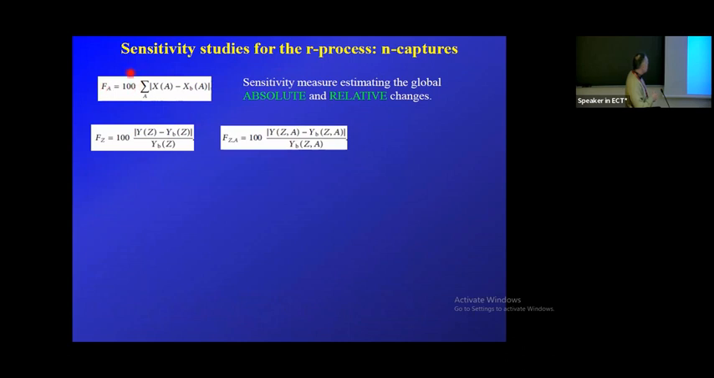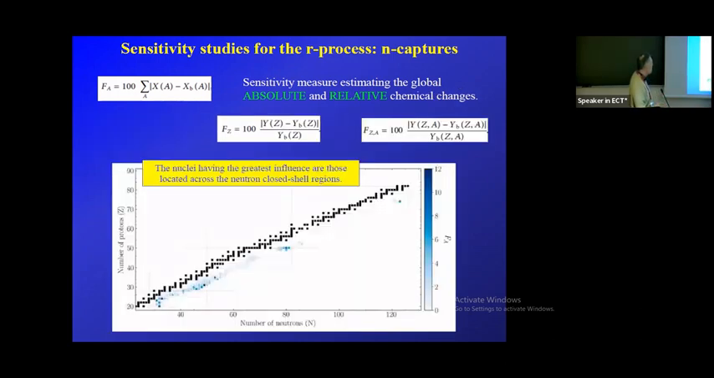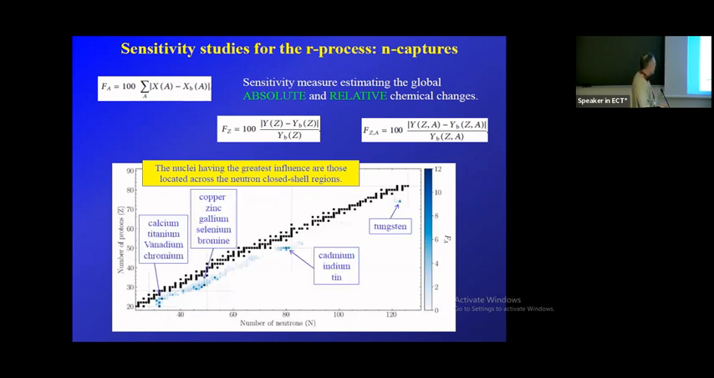We evaluated both the absolute and the relative changes in the distributions, and we see that for what concerns the production of our process, the nuclei having the greatest influence are those located across the neutron closed shell regions, as you may easily understand why. In particular, this is the cadmium, indium, tin region, tungsten for the third peak, and copper, zinc, gallium, selenium, and bromine for the first one.